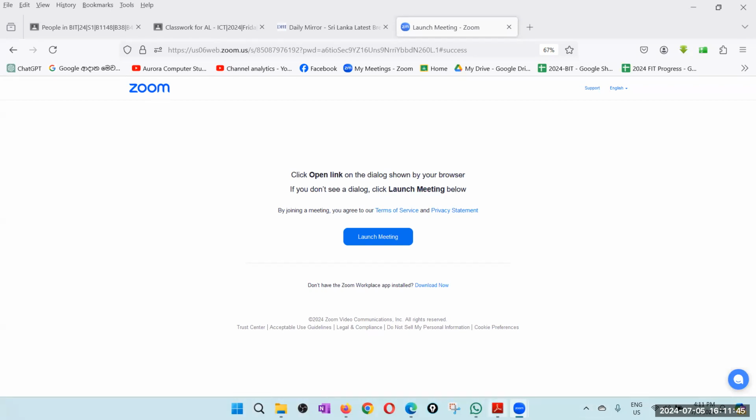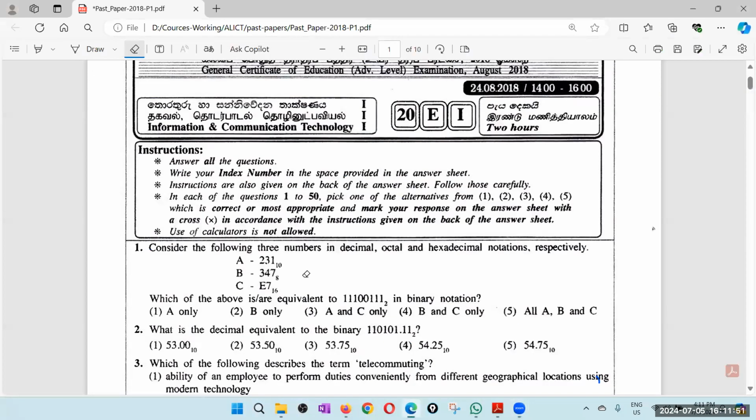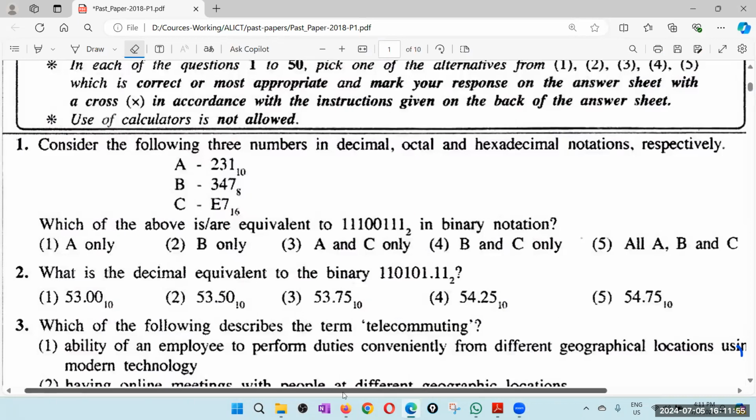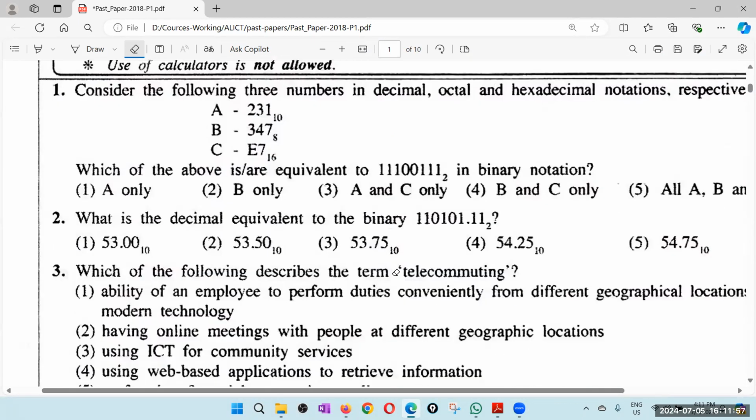So let's do the 2018 paper and see whether we can do as much as possible. I'll be doing it a little bit slowly because this is our first paper officially, but we will be making it faster and faster.